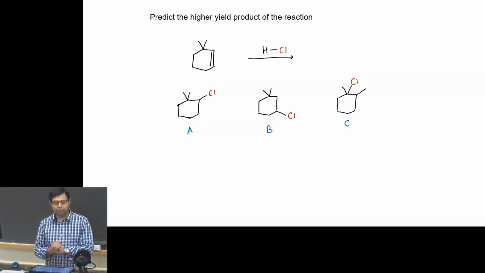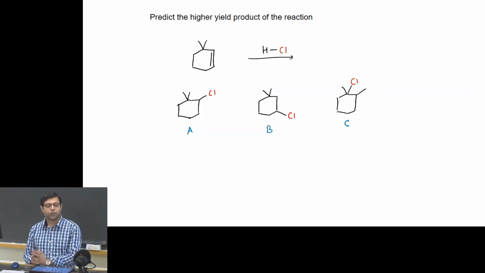Alright, let's get started. We begin today's class with this question on electrophilic addition reaction. Please make sure you write out the carbocation to figure out the answer to this question. Now you can pause the lecture here while you're working on the answer to this question.